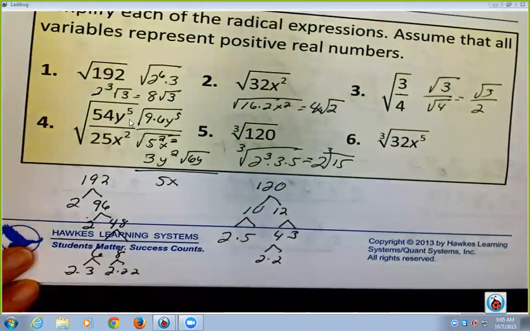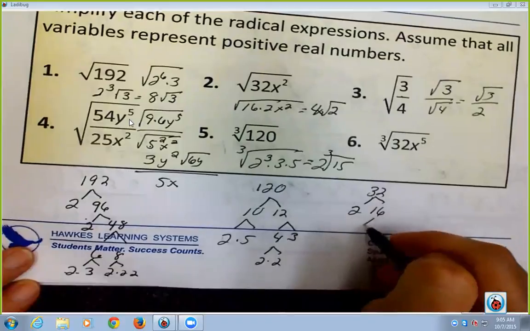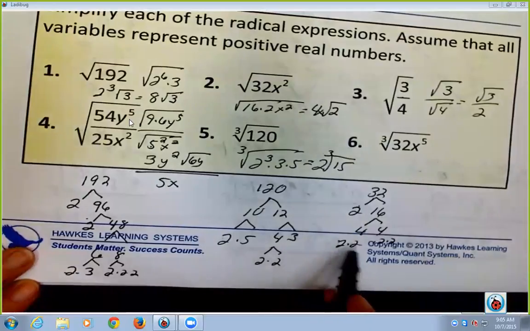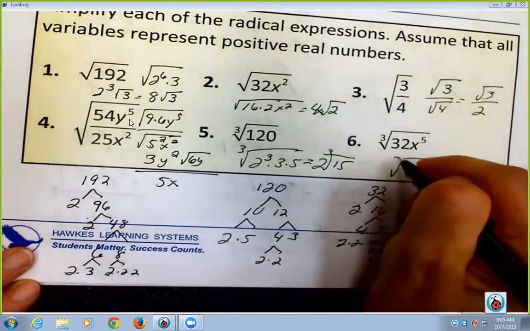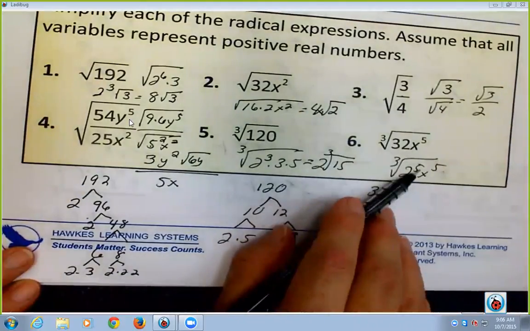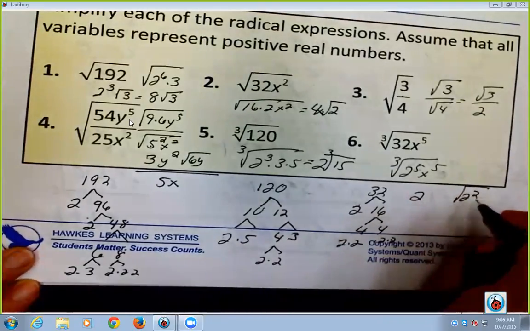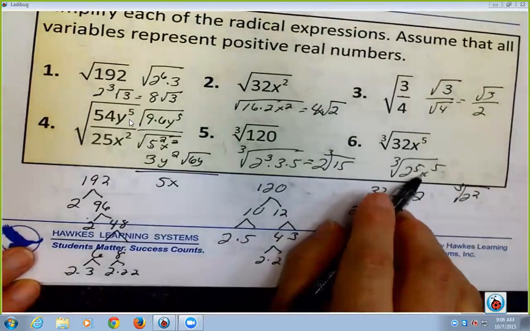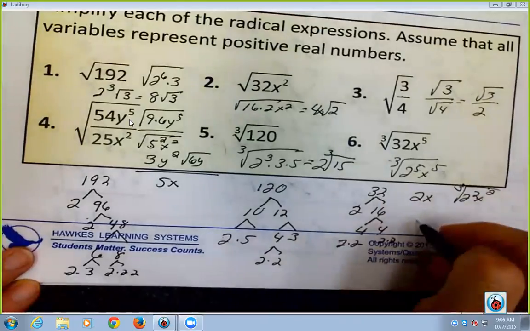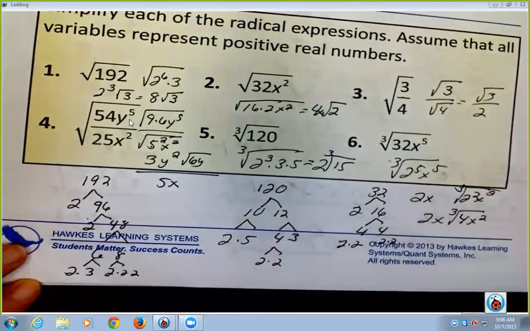And then finally the last one, 32. 5 twos. 3 goes into 5 once, pulls out a 2, leaves a 2 squared. 5, 3 goes into 5 once, leaves an x squared. Or I have 2x, the cube root of 2 squared is 4x squared.